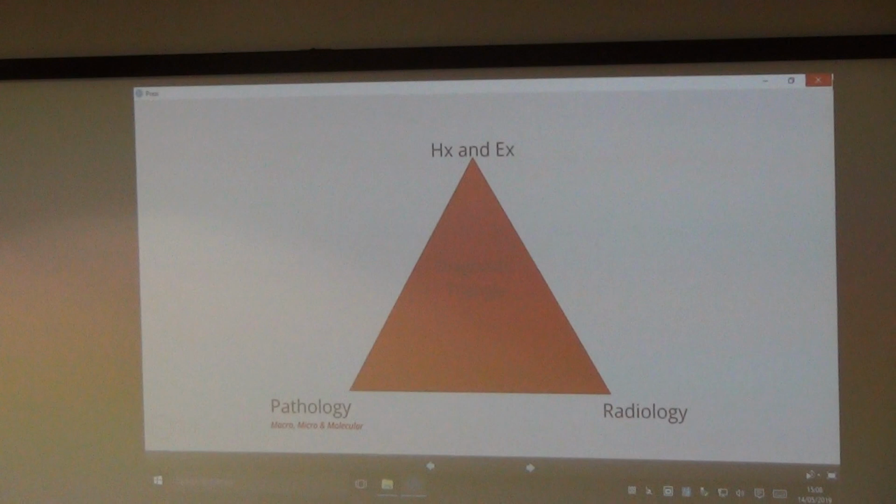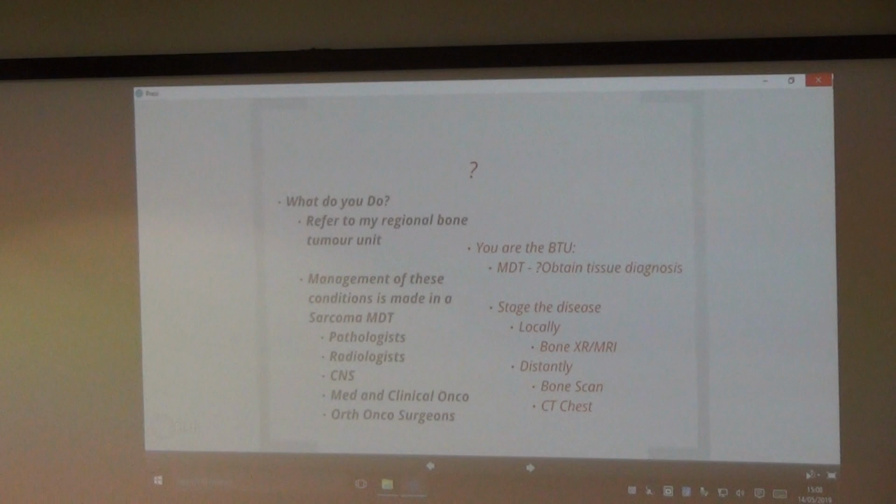So if you see an abnormal X-ray that has what looks to be some form of tumour or abnormal growth, the question that will be presented is: what do you do? And you say, as we've said already, these are rare conditions, hence warrant management in a specialist MDT. The reason for that is that it consists of those people in that diagnostic triangle, so the radiologists, the pathologists, as well as the doctors treating them. And then should it be a cancer of bone, then medical and clinical oncology is therefore required.